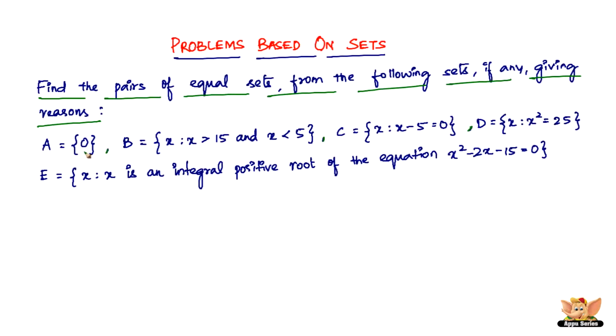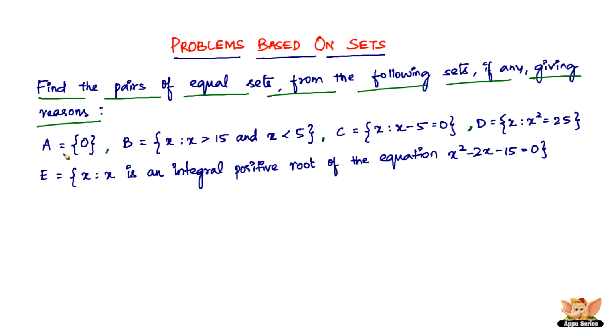A equals {0}, so that is one set. B equals {x such that x is greater than 15 and x is less than 5}. C equals {x such that x minus 5 equals 0}. D equals {x such that x squared equals 25}. E equals {x such that x is an integral positive root of the equation x squared minus 2x minus 15 equals 0}. So all that we have to do in this case is just solve the sets.